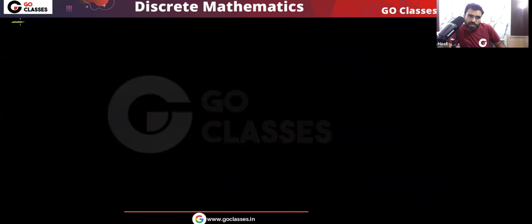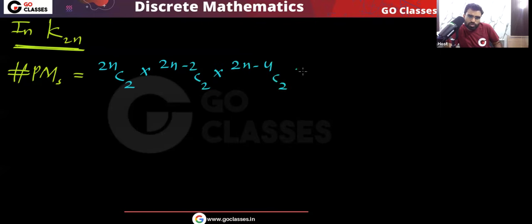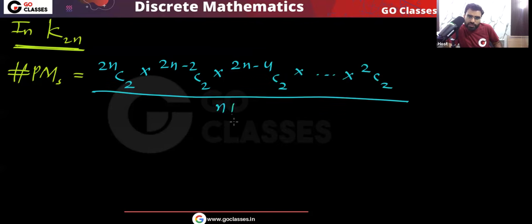So remember, in K2n, the number of perfect matchings is equal to: from 2n vertices you choose two vertices, that edge you put. From the remaining 2n minus 2 vertices you choose two vertices, that edge you put. From the remaining 2n minus 4 vertices you choose two vertices, that edge you put. At the end 2C2, and divide this whole thing by n factorial.